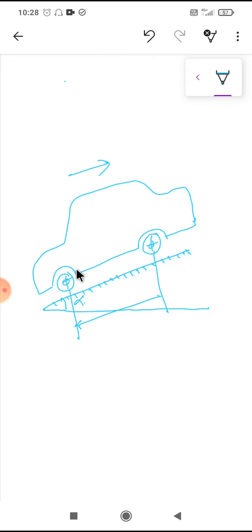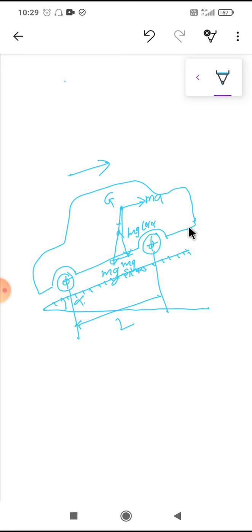Now suppose it is having a center of gravity, that is G, at this point. Now it will act the body force in downward direction, so the body force will be mg. As it is moving in this direction, the force of acceleration will be ma in this direction, and the components of these forces will be horizontal and vertical. This angle is alpha, so this will be mg sine alpha, and this will be mg cos alpha, and the distance between these two wheels is l.